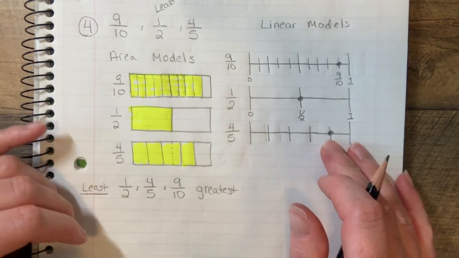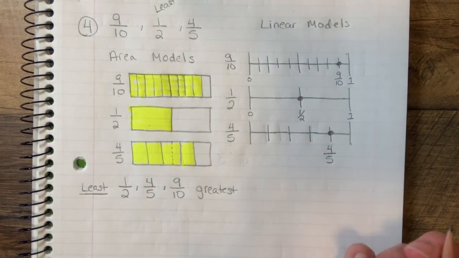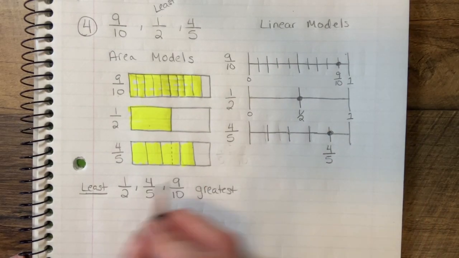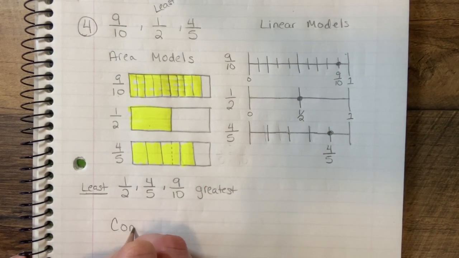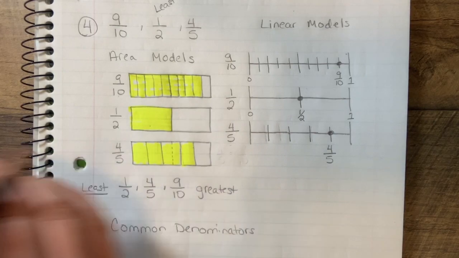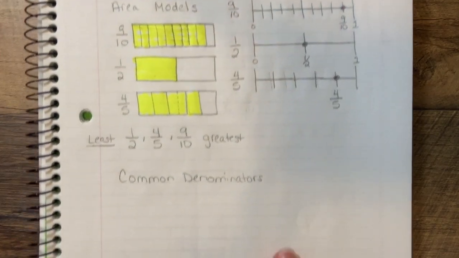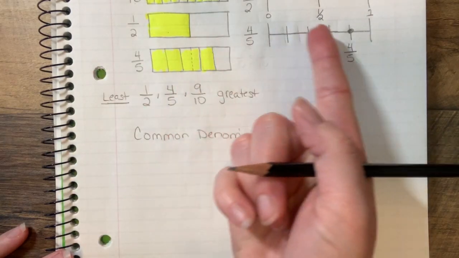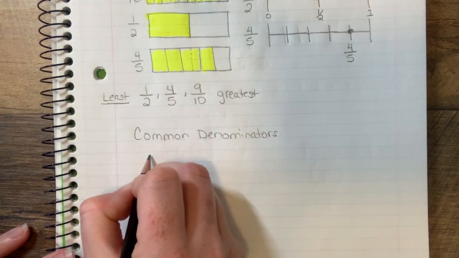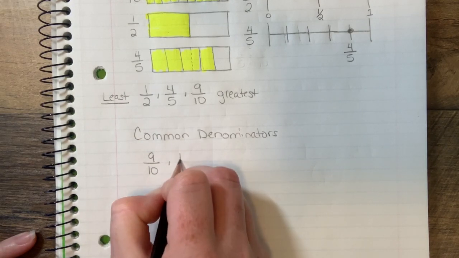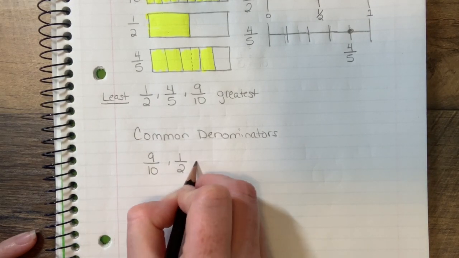Now this next way is what we've been doing, which is changing the denominator. So when we find a common denominator, when you find common denominators, it keeps you from having to draw models. And you can do it any way you want to. You can draw your area model, you can draw your linear model, or you can do common denominators. I find making common denominators is probably the easiest way.